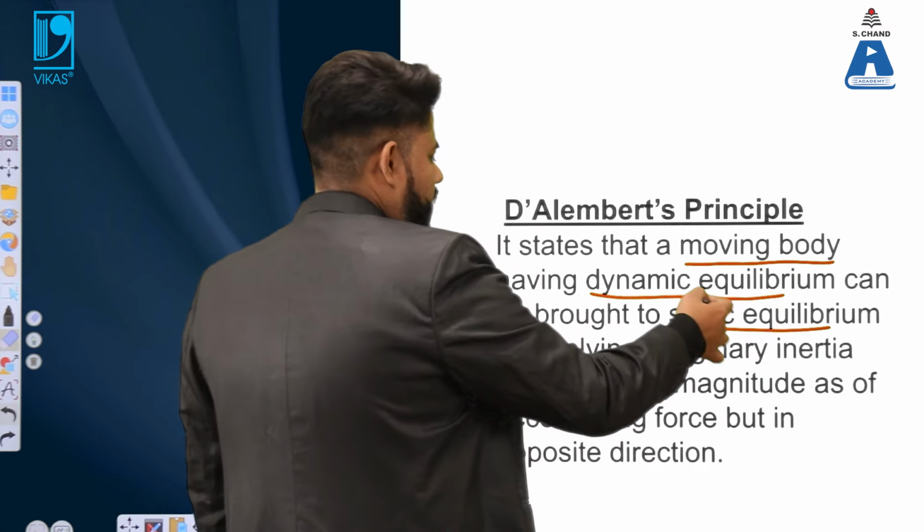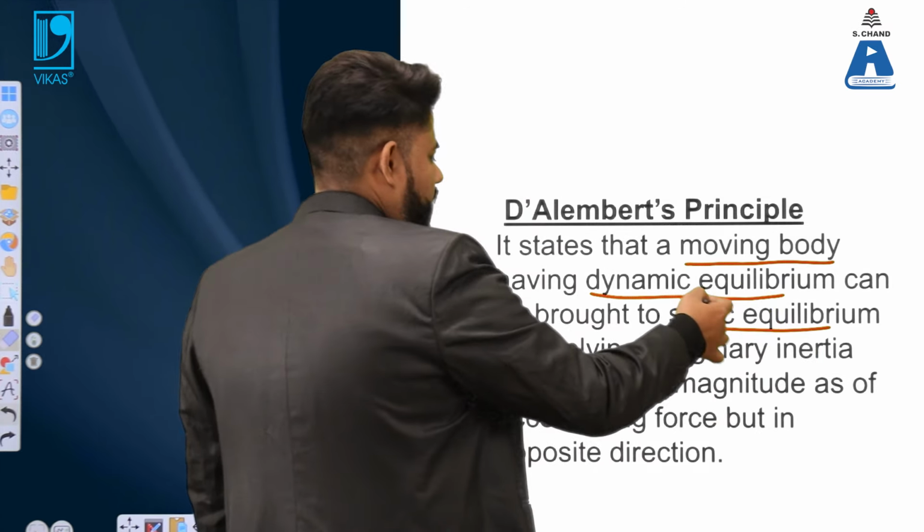Let us understand this particular statement with the help of one diagram. In this diagrammatic presentation, you have an object which has mass m, and that is accelerating with acceleration a, and this body is in dynamic equilibrium. As per Newton's second law, F equals ma. So if I take this ma on the other side, I will get 0. That means it would be converted into static equilibrium.